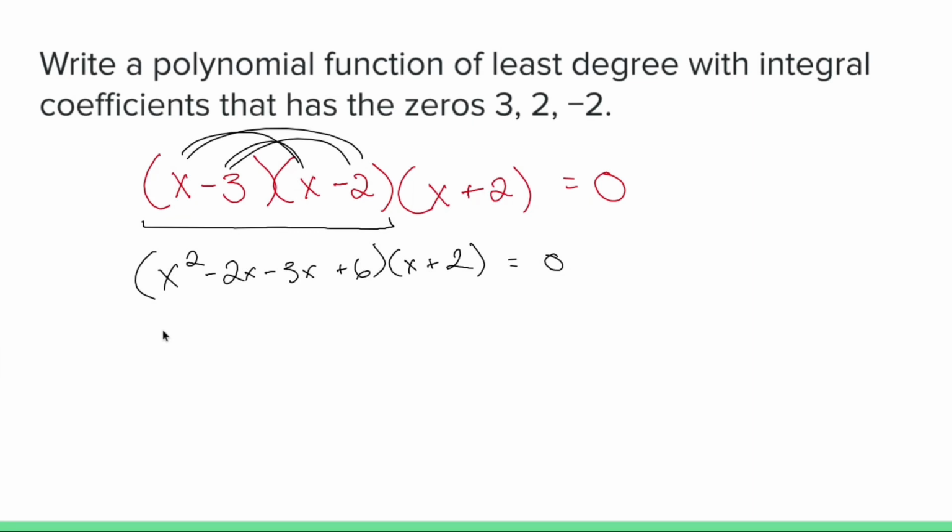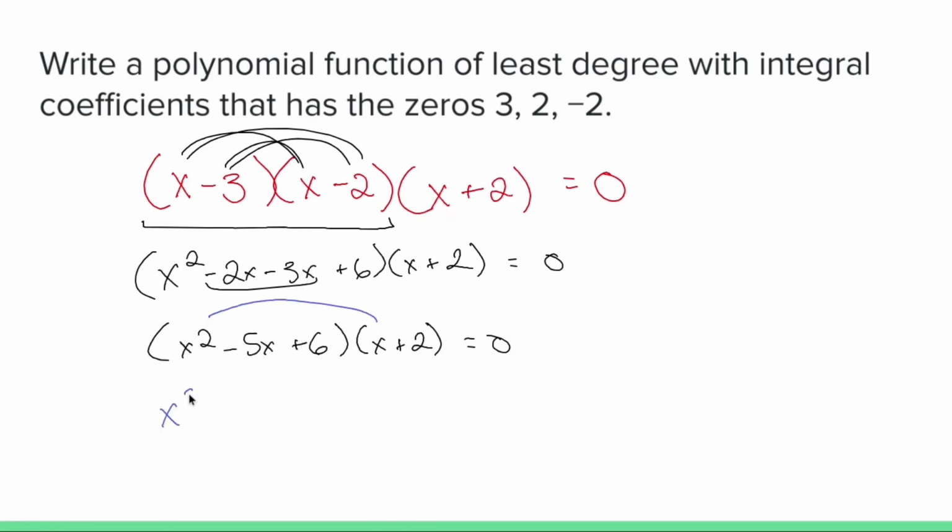Then let's combine like terms: x squared minus 5x plus 6, times x plus 2. Let's distribute that out. X squared times x is x cubed. X squared times 2 is 2x squared. Then minus 5x times x, which is minus 5x squared. Minus 5x times 2, which is negative 10x. Then 6 times x, which is 6x. 6 times 2, which is 12. That equals 0.